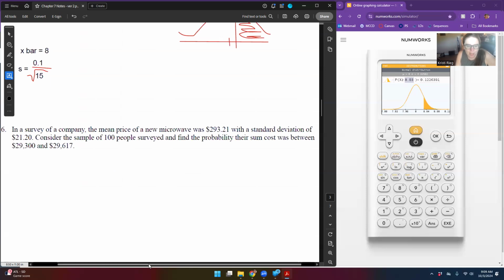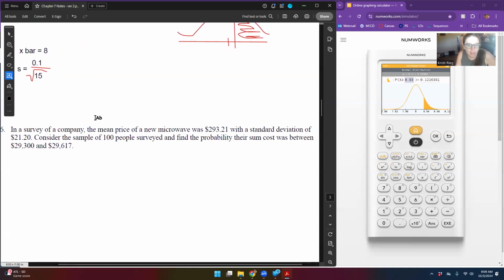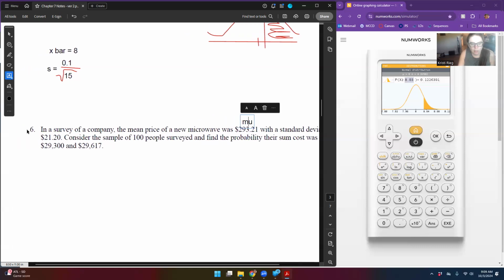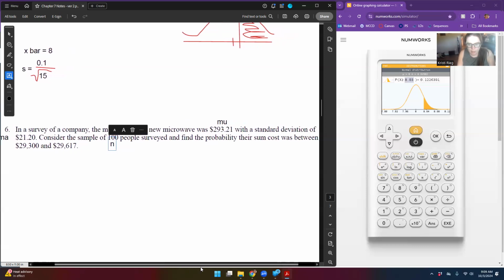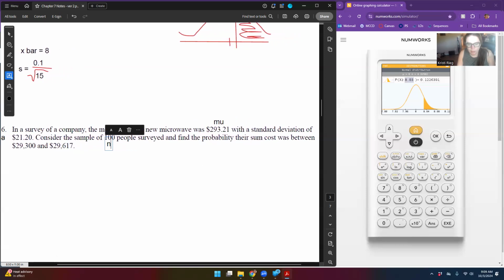Okay, in a survey of a company, the mean price of a new microwave, mu, standard deviation, just write sigma off to the side here, was 2120. 100 people were surveyed, and we want the probability that their sum cost was between 29,300 and 29,617. Okay, there's two clues that this is a sum.